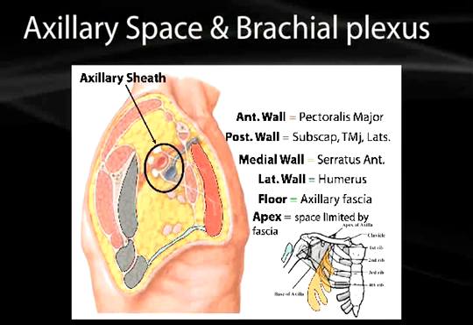The floor of the axilla itself is the axillary fascia, which is a fairly dense and tough sheath of tissue that will come across and contain the space across the armpit.